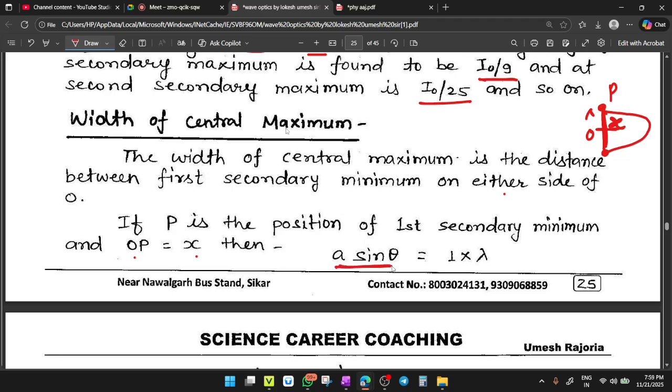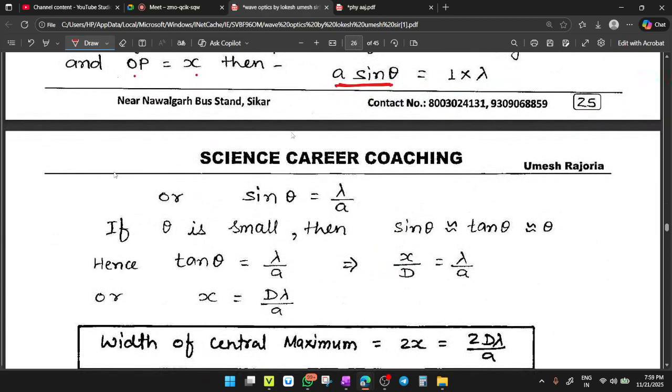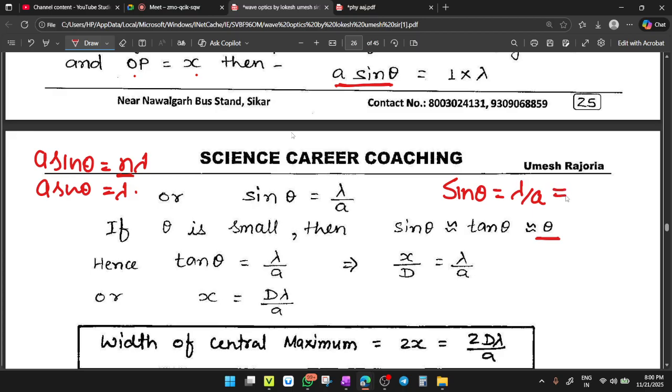So a sine theta equals n lambda, as I derived. For the first minimum, a sine theta equals lambda, so sine theta equals lambda by a. Now for a small angle, sine theta is approximately theta, so theta equals lambda by a. And for a small angle, theta is nearly equal to tan theta, so tan theta equals lambda by a.